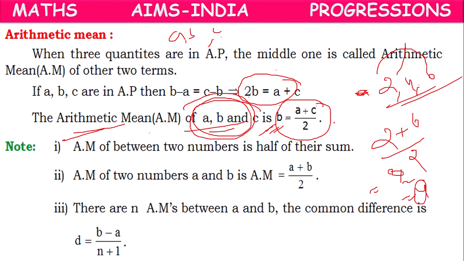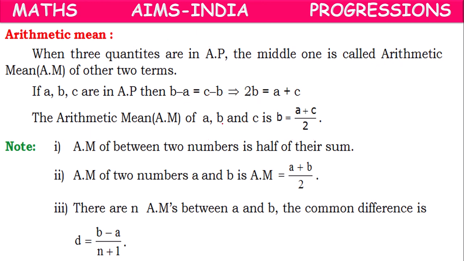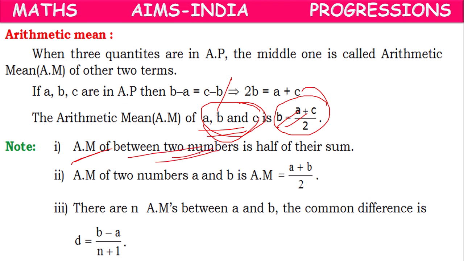So the formula for arithmetic mean is, if you have A, B, C, then B is called the arithmetic mean of A and C, which is given by A plus C by 2. It means the arithmetic mean of two numbers is half of their sum.